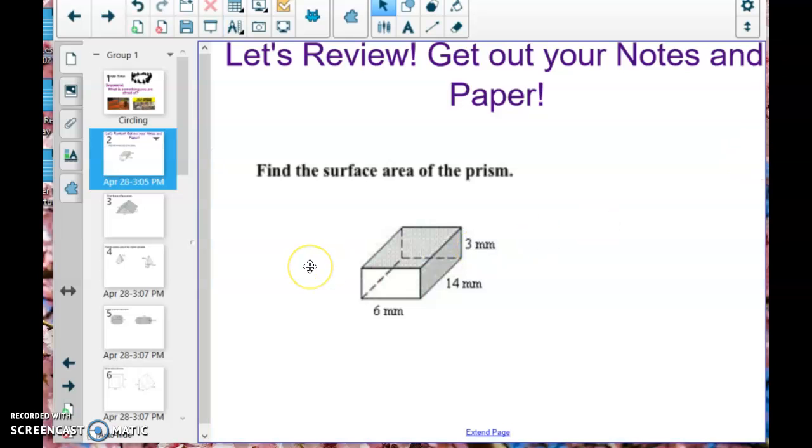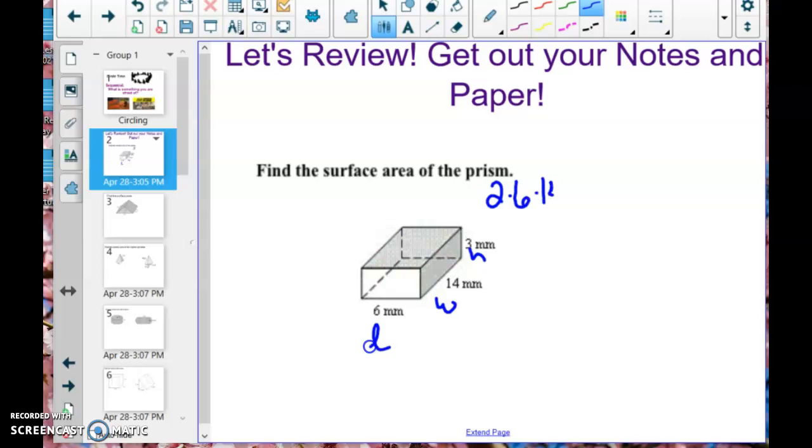So first up, in the first section of Chapter 9, we learned how to find the surface area of a rectangular prism. If you look at your notes packet, you'll find the formula is 2 times length times width plus 2 times length times height plus 2 times width times height. So if I have this shape here, length, width, and height, I would do 2 times 6 times 14 plus 2 times 6 times 3 plus 2 times 14 times 3.